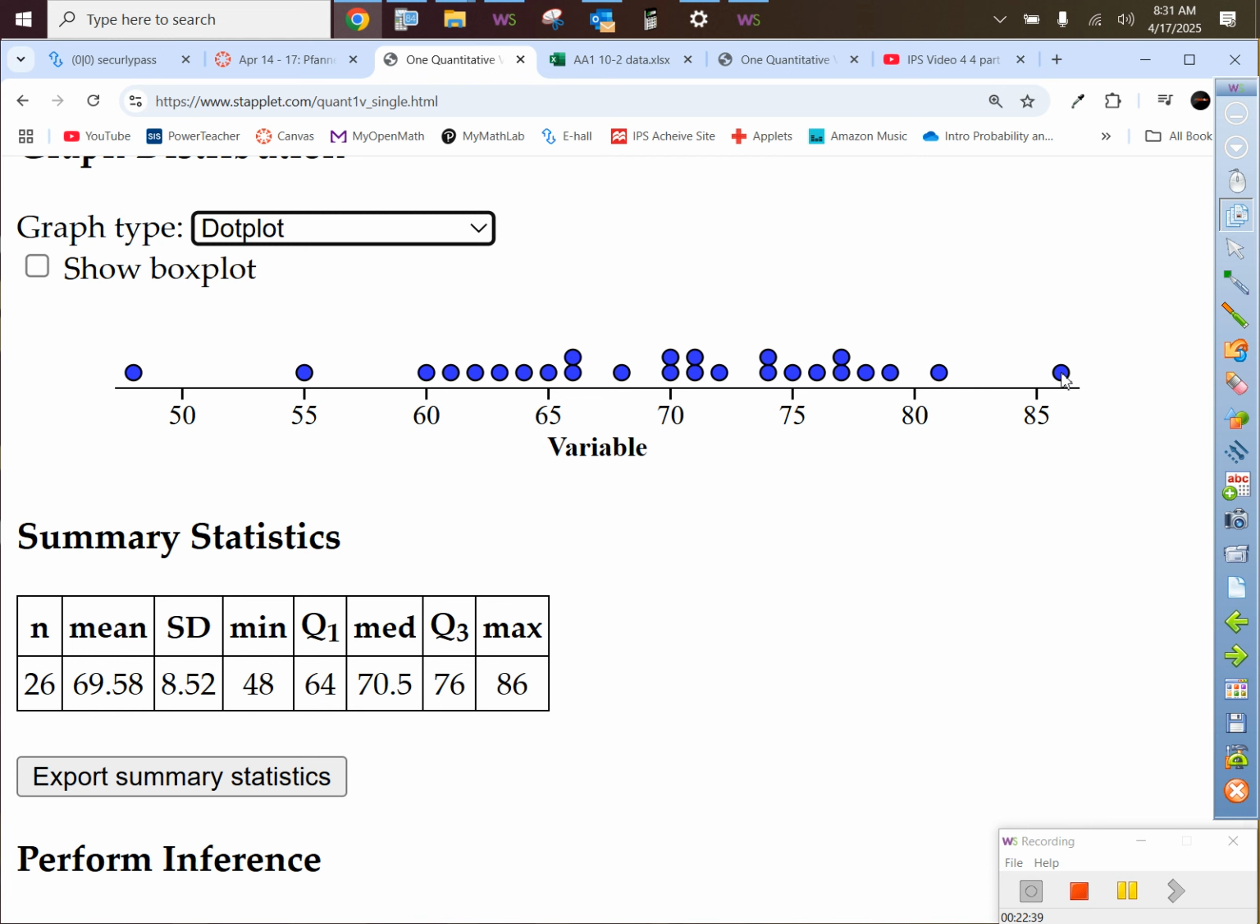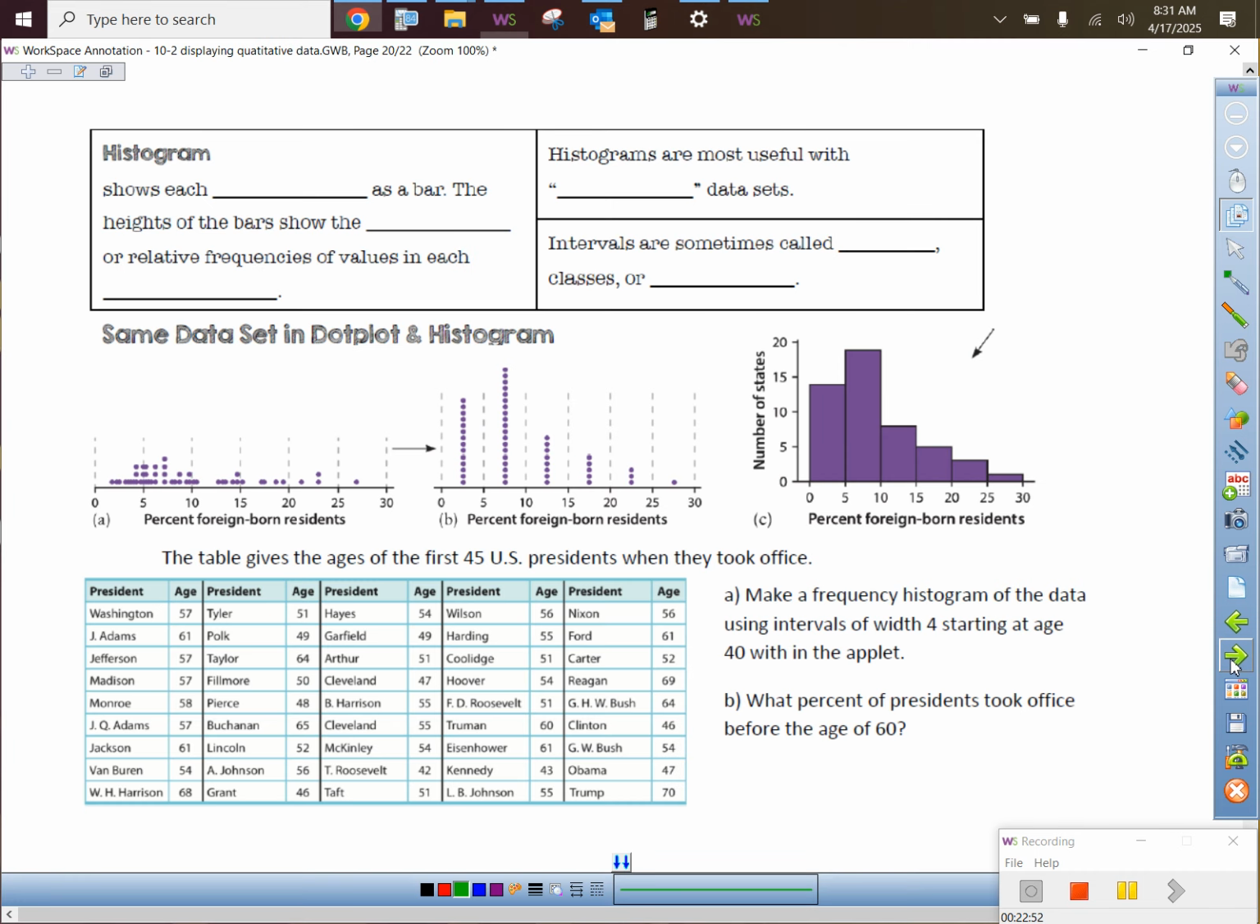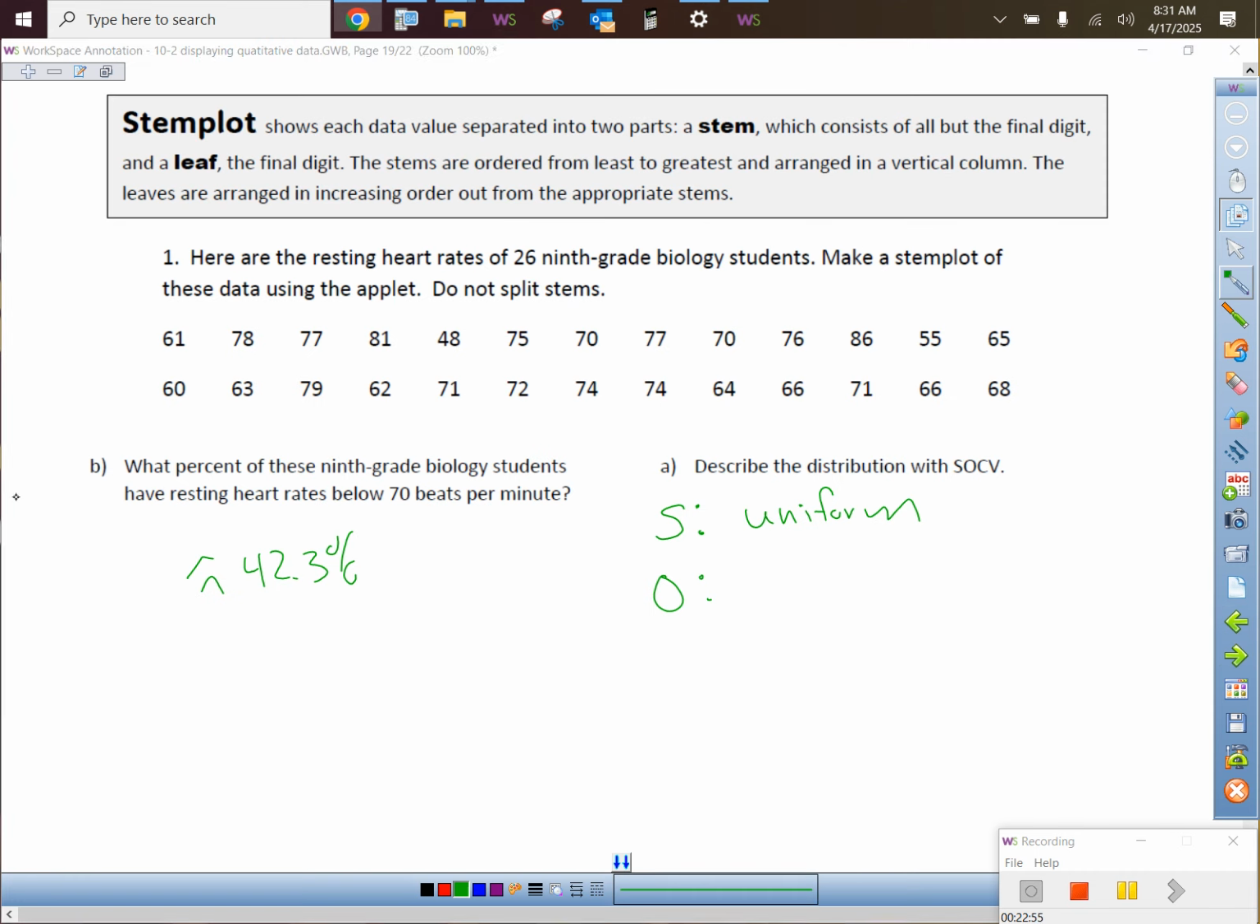It's your opinion right now because we haven't done the math behind it to see if it truly is an outlier. But let's just do possible outliers. Something, 48. And I thought the other one, 86, could be an outlier. If you don't feel that way, you don't have to put that.